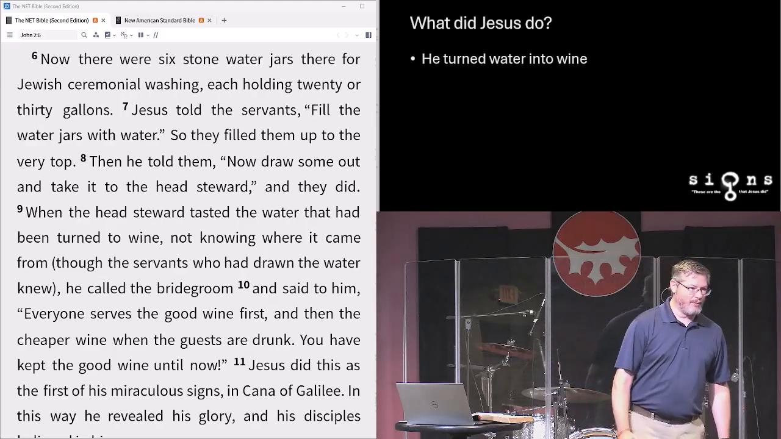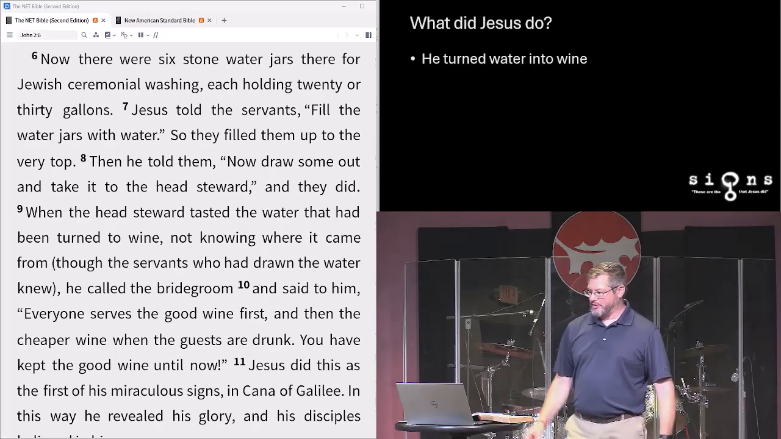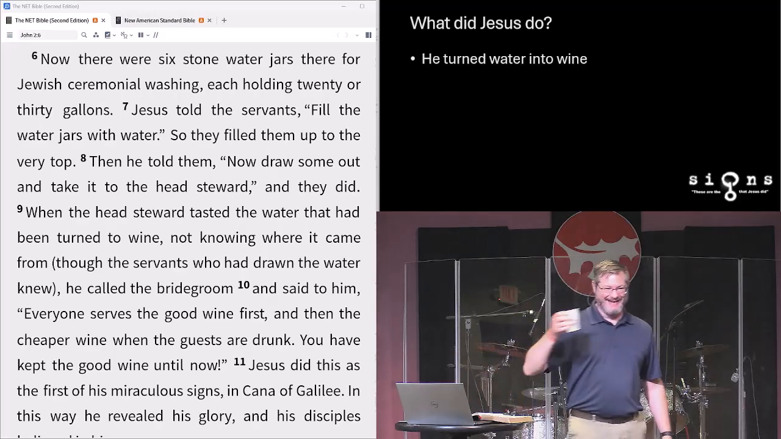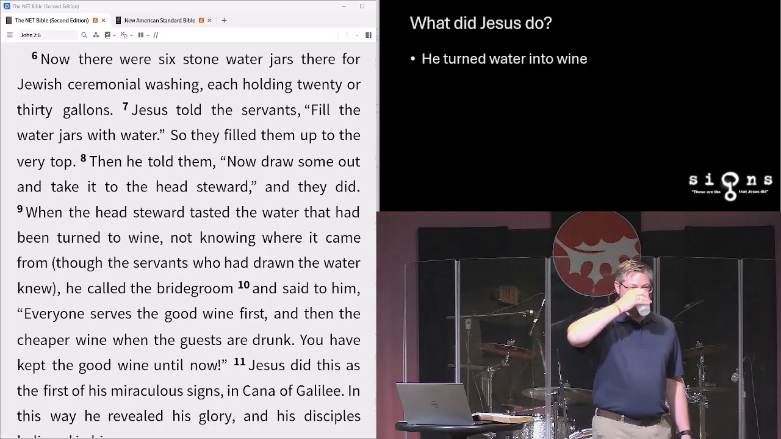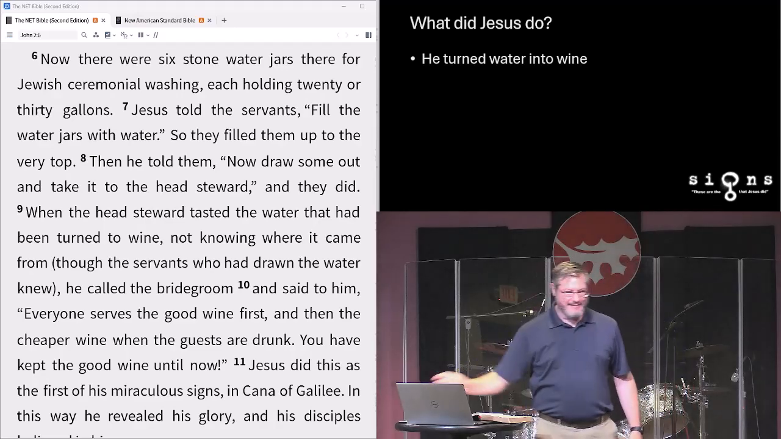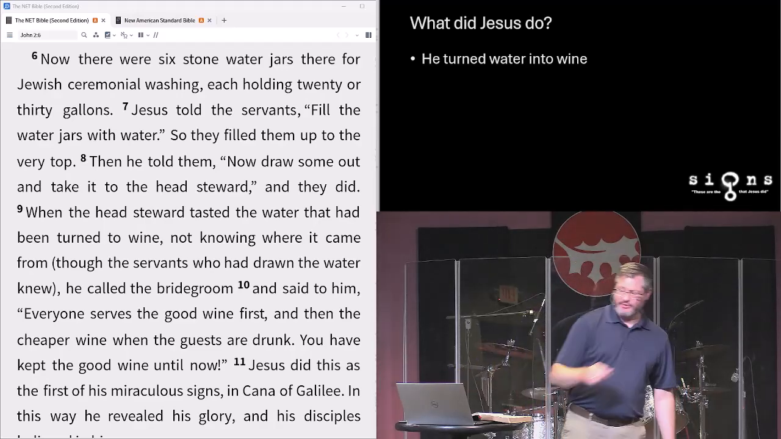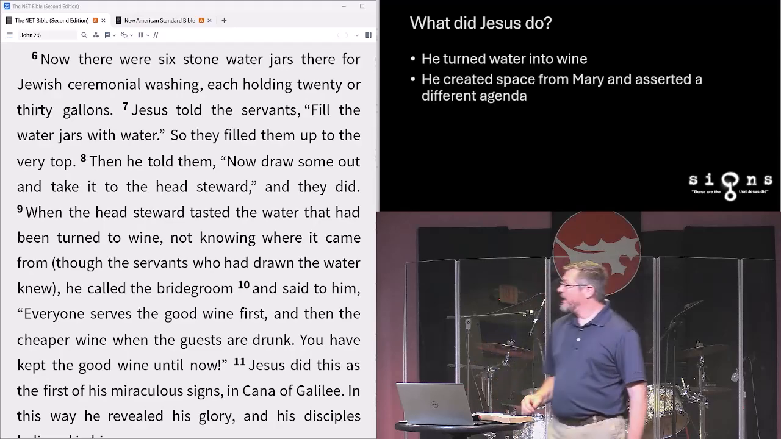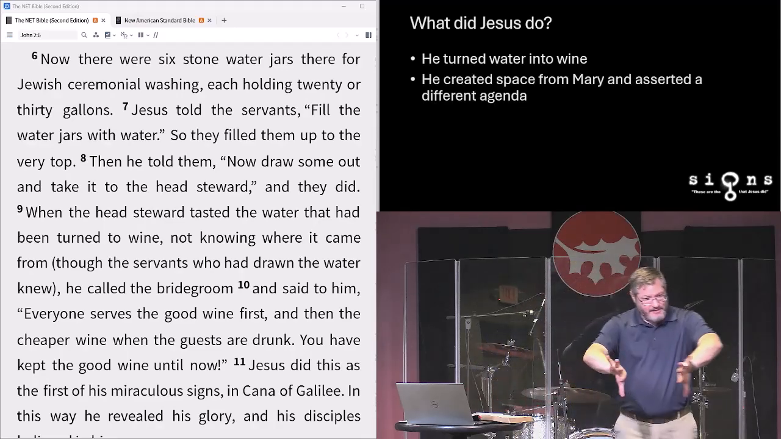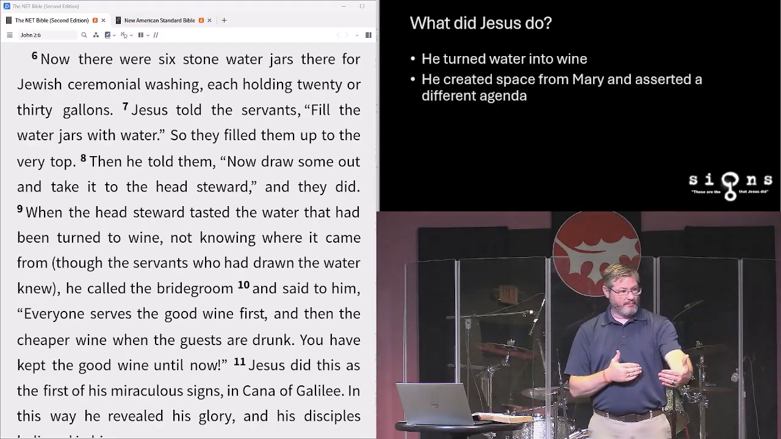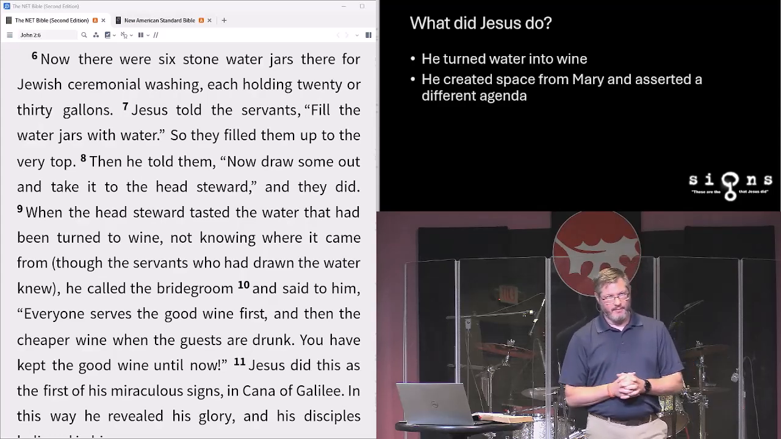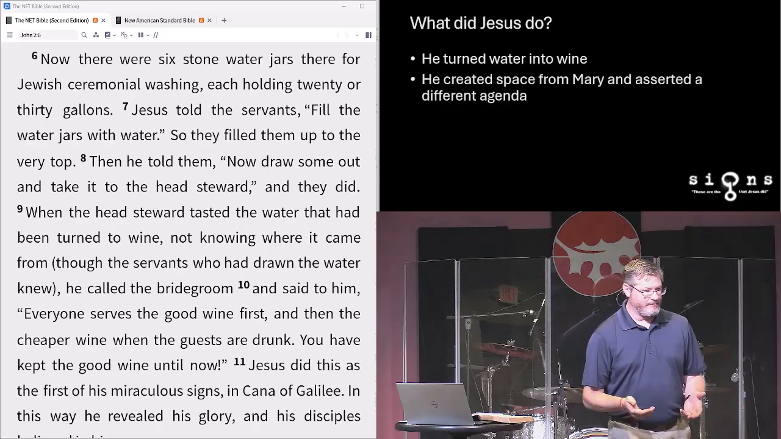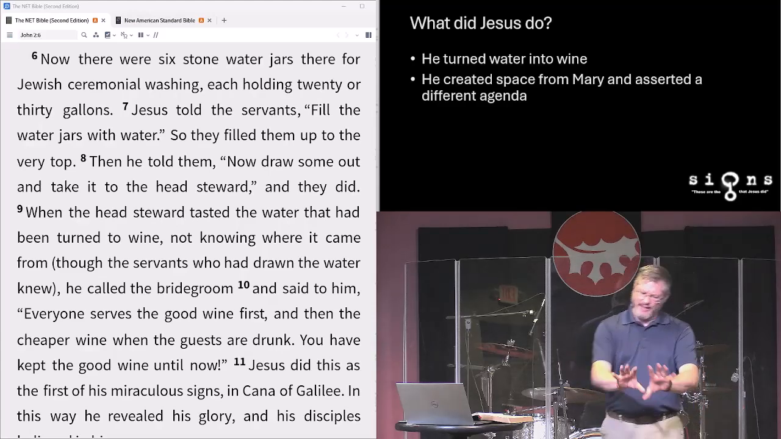Okay. What else? He obeyed his mother. A mother of adult sons said that. You know what's interesting, though? He created space away from his mother. This was not, yes, mother, okay, I guess I'll go do something. He pushed back. He created space.